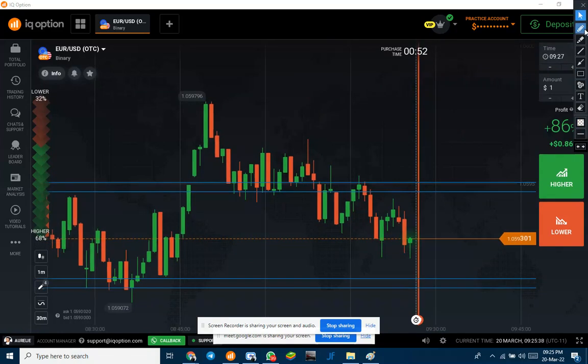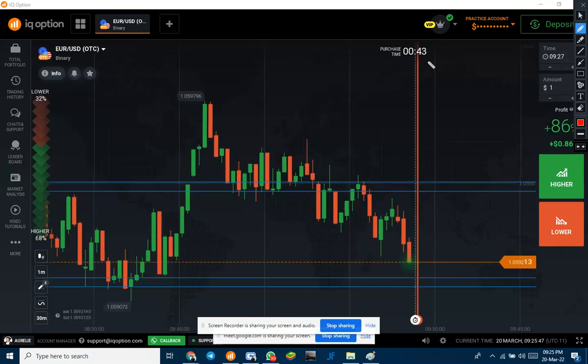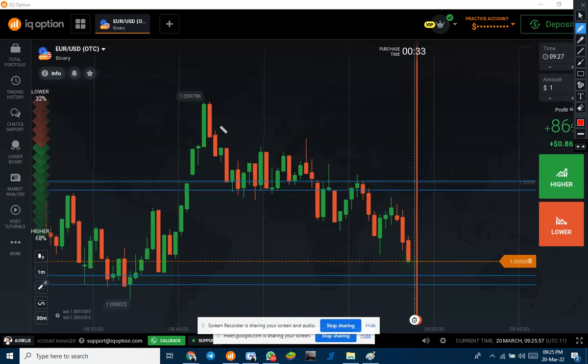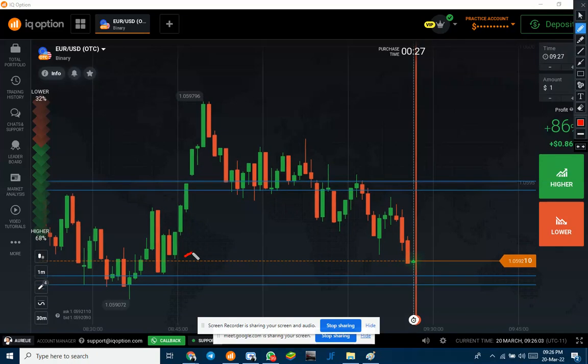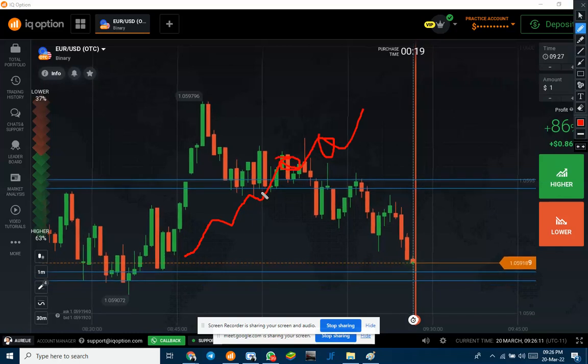When we are talking about corrective move and impulsive move, a corrective move is the movement against the major trend, like a counter trend. If the market is in an uptrend, let's say the market moves like this, all these are corrective movements.